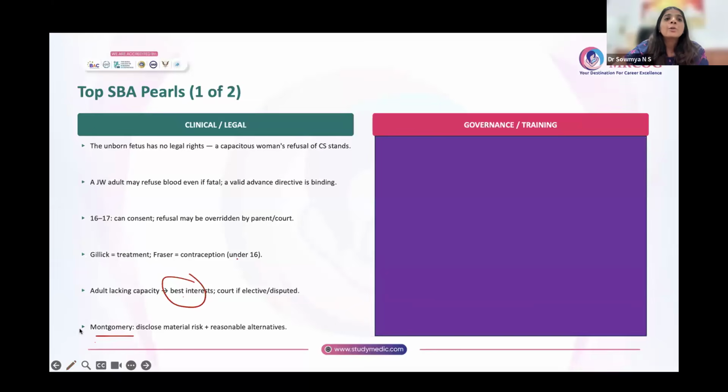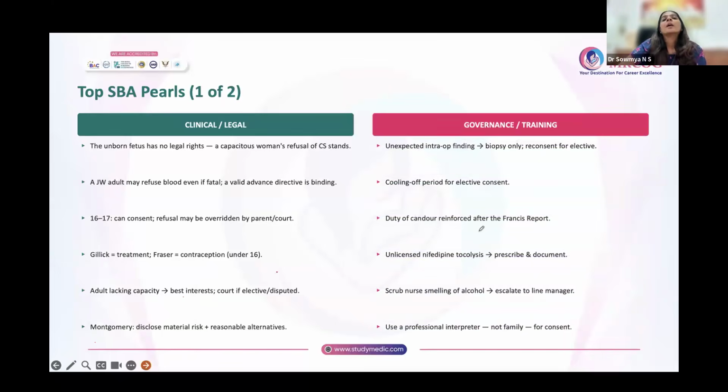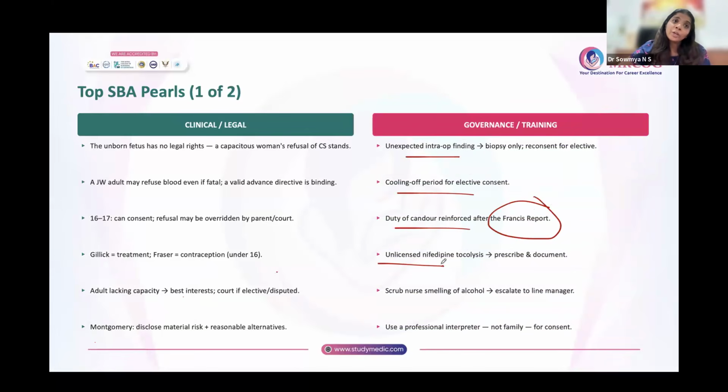Montgomery: you are going to disclose the rarest of the risks to the patient with reasonable alternatives. Unexpected intra-op finding, biopsy only, unless it is an emergency. You can reconsent for the elective procedure later on. Cooling off period, as I mentioned, for all elective procedures you should be giving. Duty of candor, being plain and honest, which was reported in the 2013 Francis report. Unlicensed drug: you have to explain, prescribe and document that you are giving an unlicensed drug.